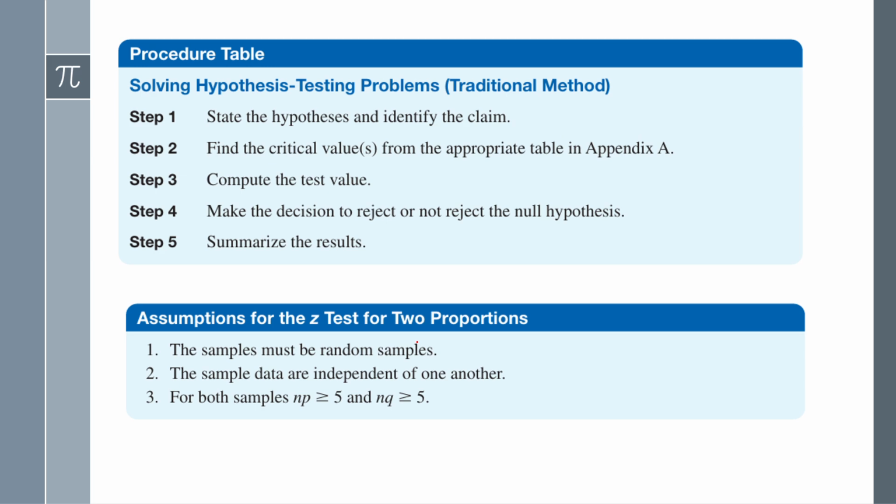And step number five, we have to summarize the results. And there are assumptions for the z-test for two proportions. The first one is that the samples must be random samples. So take note of the words random samples. And number two, the sample data are independent of one another, so they should not be related. And for both samples, np is greater than or equal to 5 and nq is greater than or equal to 5.